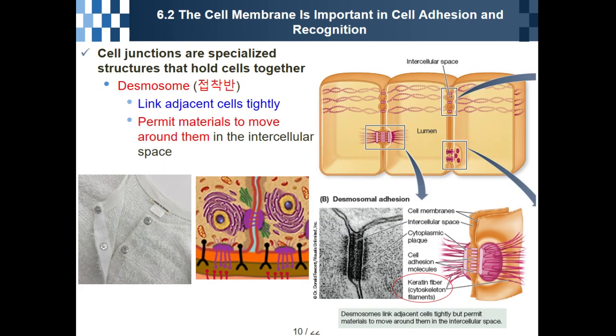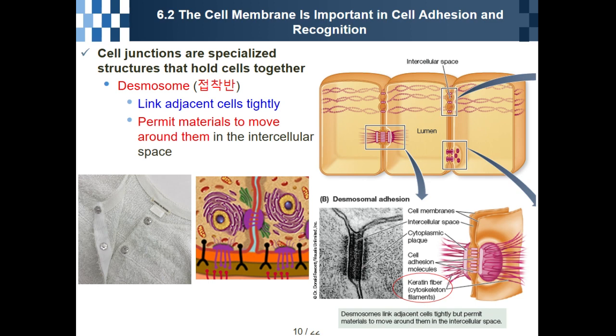Next one is what we call the desmosome. In Korean, we call it 접착판. It looks like a button, like this. In our clothes, sometimes we have this kind of button. So based on this, the cell uses the desmosome to link adjacent cells together. It looks like a button, and they link to each other.